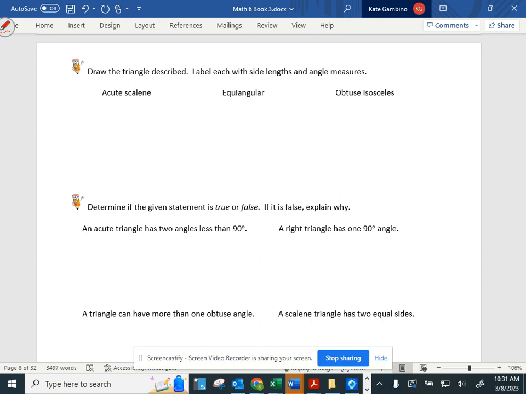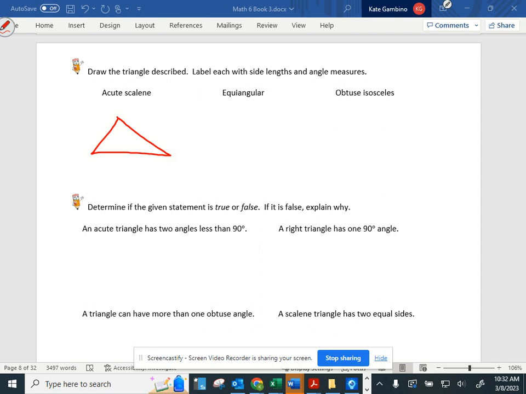Three acute angles. So all three angles have to be below 90 degrees. Do you have that written down? Yeah. Okay. So if it says an acute scalene, the first word is the angle, the second word is your side length. So three acute angles, and then it's scalene, so all the sides are unequal. So you're going to draw a triangle with different side lengths, and they're all acute angles.